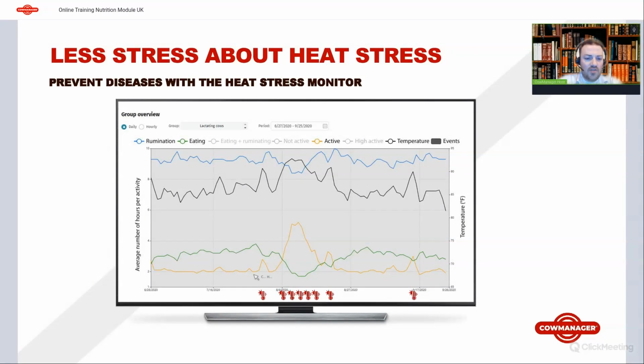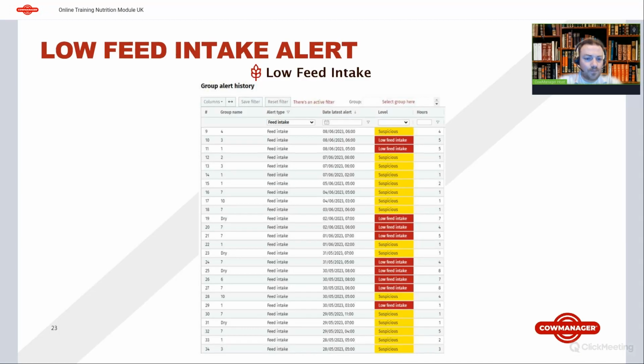So heat stress, how does it look like? This black line is the air temperature, because we don't only monitor behavior, also air temperature. So temperature goes up, rumination, blue one, goes down, eating, green one, goes down, and orange, activity, goes up. And in that combination, on a herd level, heat stress alerts are being generated.